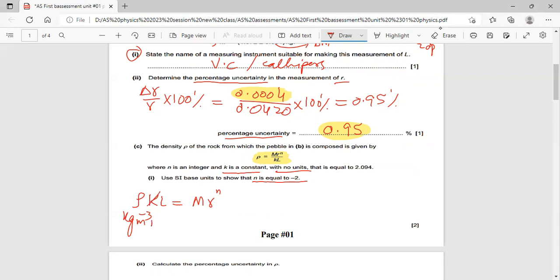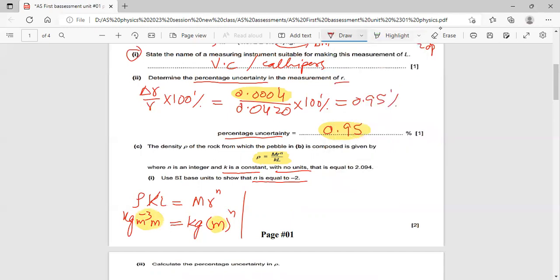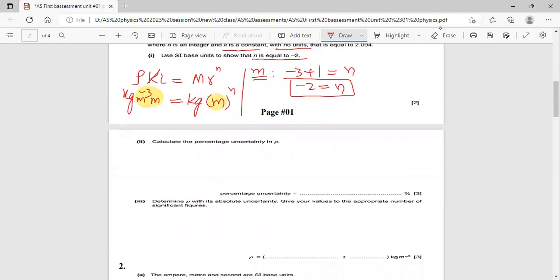K has no unit, L is length in meter, M is mass in kilogram, and R is again radius, meter to the power n. Now you compare the indices of meter on both sides of the equation. On the left side it is -3 plus 1, and on the right side it is n. So it is -2, and n equals -2. It is true. Okay, let's move to the next part.